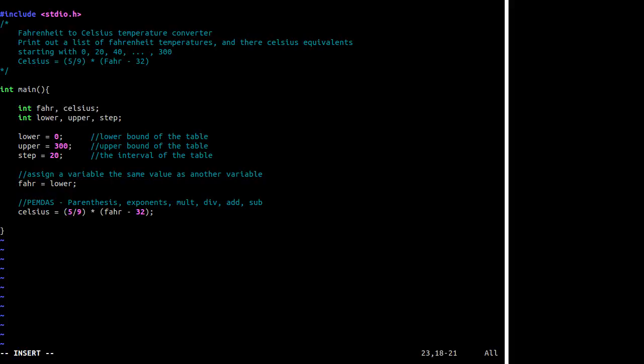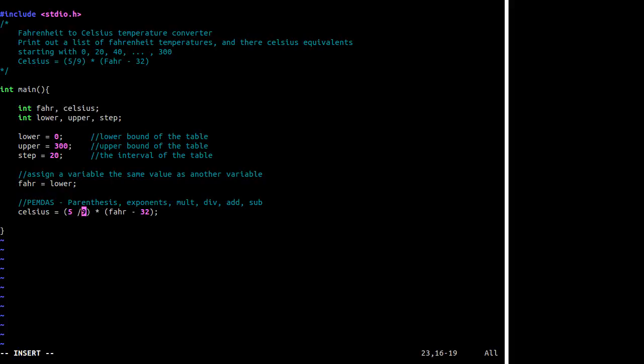This star is multiplication. Sometimes it's written as an X on paper, but in C and pretty much every programming language, and even Microsoft Excel and stuff, the star is multiplication. So hopefully that's not groundbreaking to anybody. And the division sign is the slash symbol here.